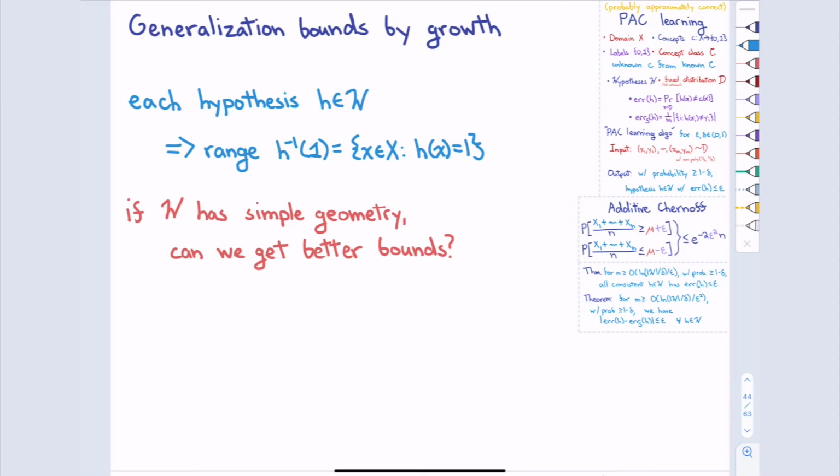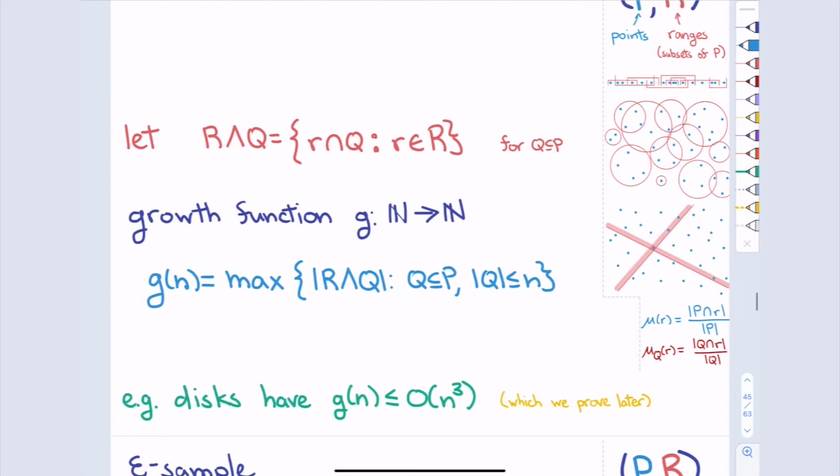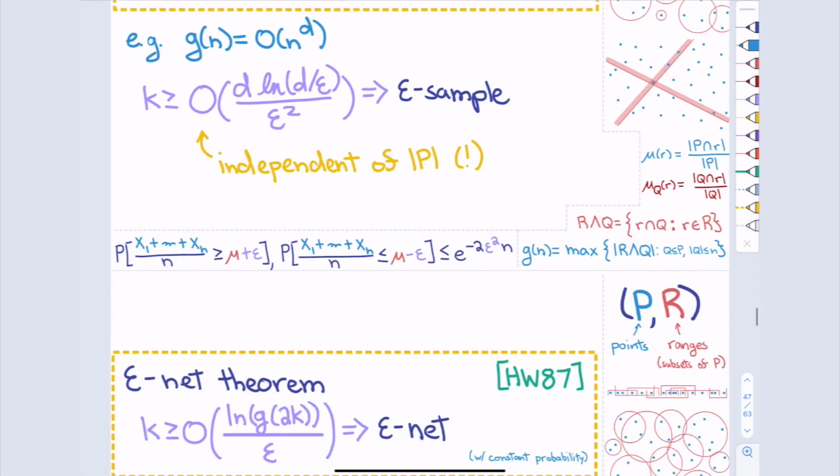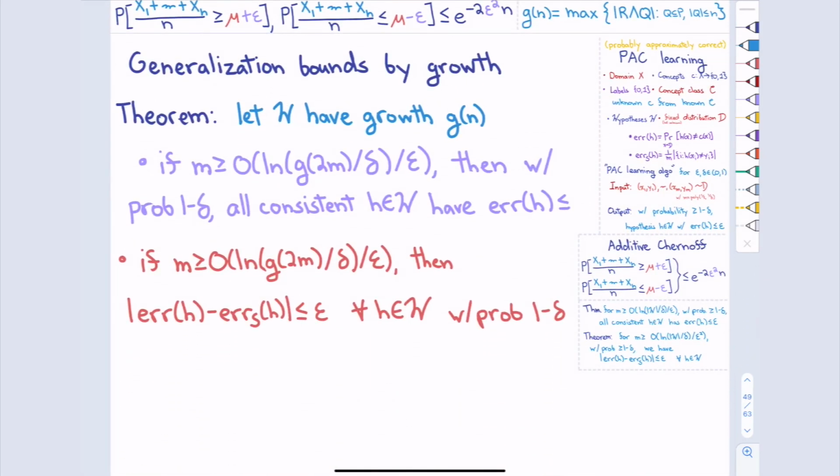Now I have less time for this. Generalization bounds by growth. Okay. So every hypothesis I can think of as a range. That was clear in the example with rectangles, where it was quite literally a range, right? And the question is, if H has a relatively simple geometry, can I get better generalization bounds? To remind us, the growth rate is how many interesting subsets you can carve out with the ranges, right? And then we had epsilon samples and epsilon theorems, and we're going to figure out how to use those.